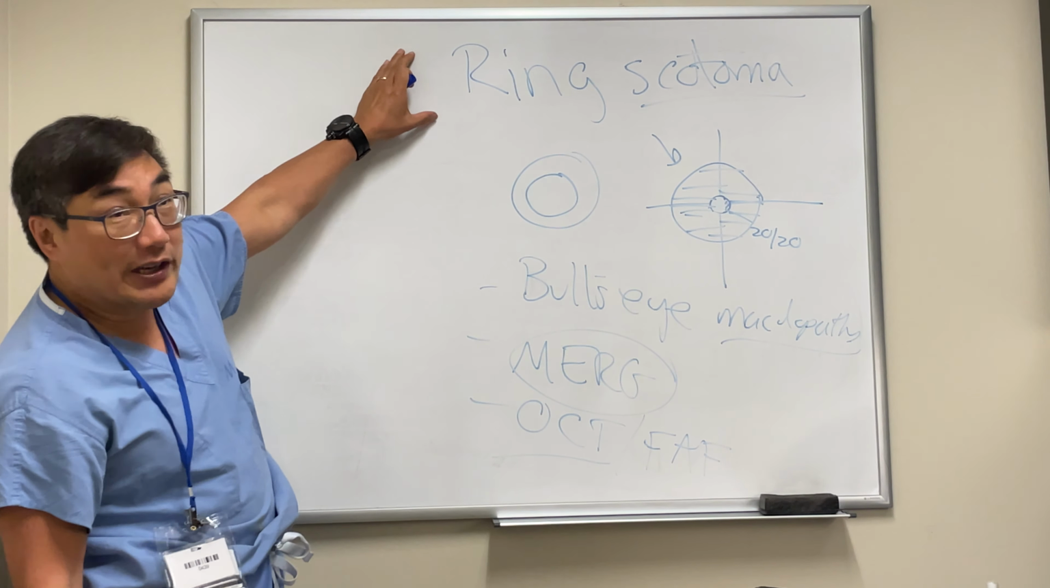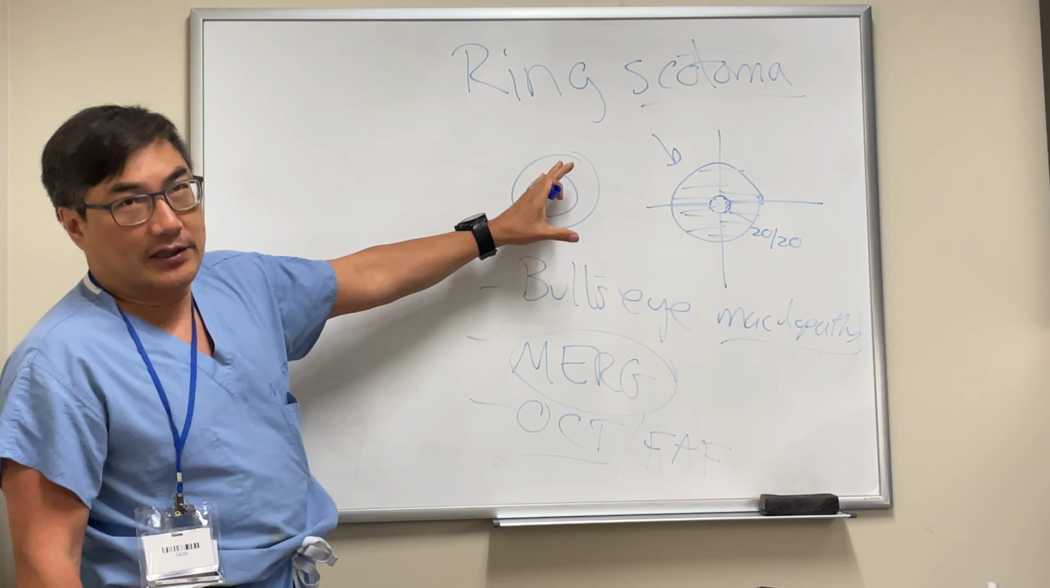If you see the nerve is pale or the nerve is cupped, well, then you can go back to optic neuropathy, but be thinking about retina first and ring scotoma.